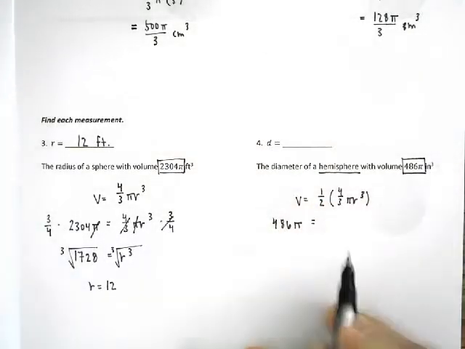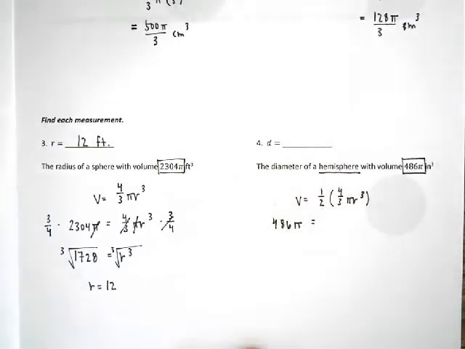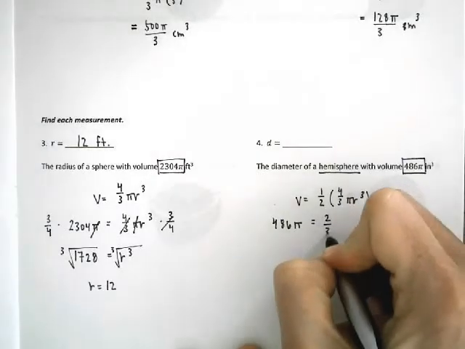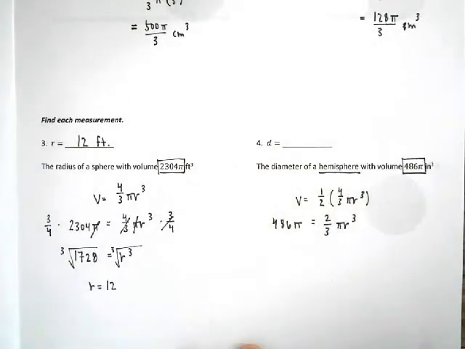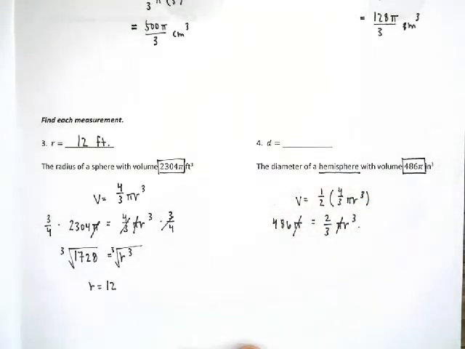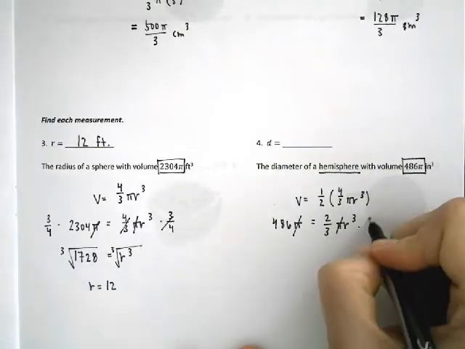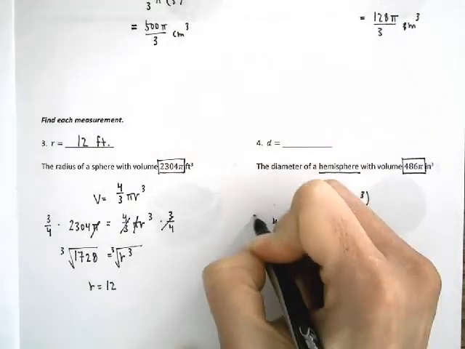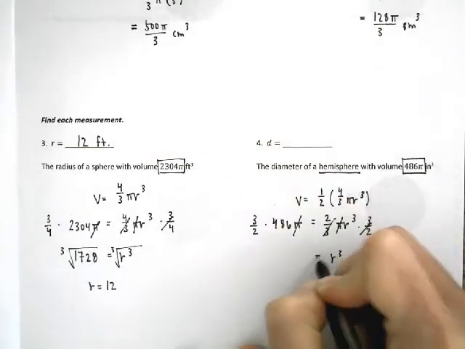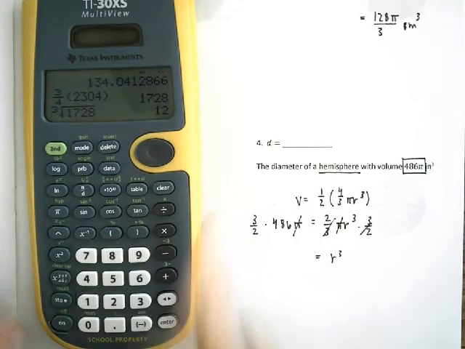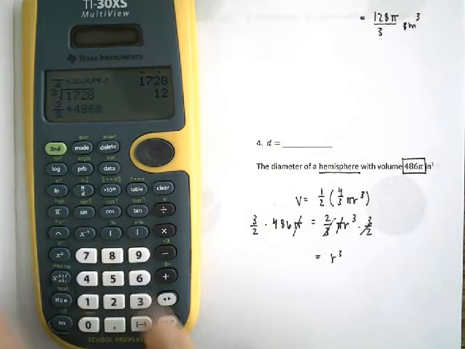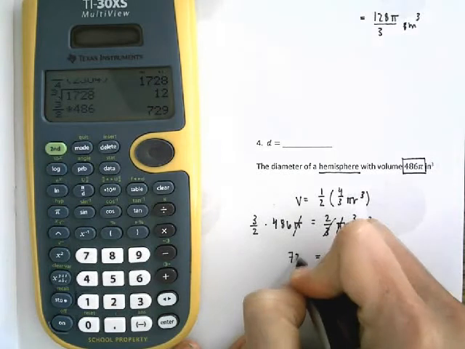Now in this case, to simplify it, I am going to multiply the 1/2 and the 4/3. I know that 4 divided by 2 is just going to give me 2, so really this comes down to 2/3 pi r cubed. Again, I'm going to multiply, well, let's actually divide by pi first, get rid of those pi's, and I'm going to multiply by 3/2 to get rid of that fraction. So I have r cubed left over here on this side. There's my calculator again. 3/2 times 486 gives me 729.